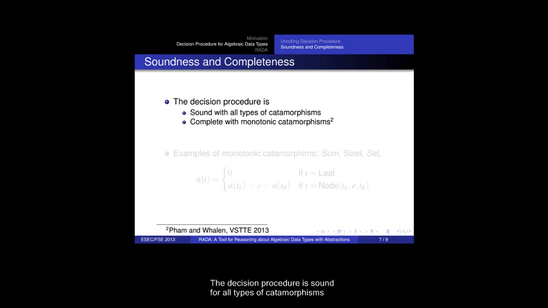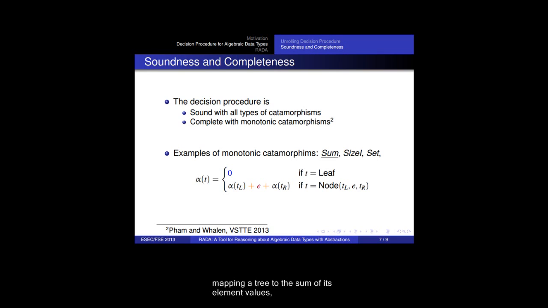The decision procedure is sound for all types of catamorphisms and complete with monotonic catamorphisms. Some examples of monotonic catamorphisms are mapping the tree to the sum of its element values, mapping a tree to its number of internal nodes, and mapping a tree to the set of its element values.